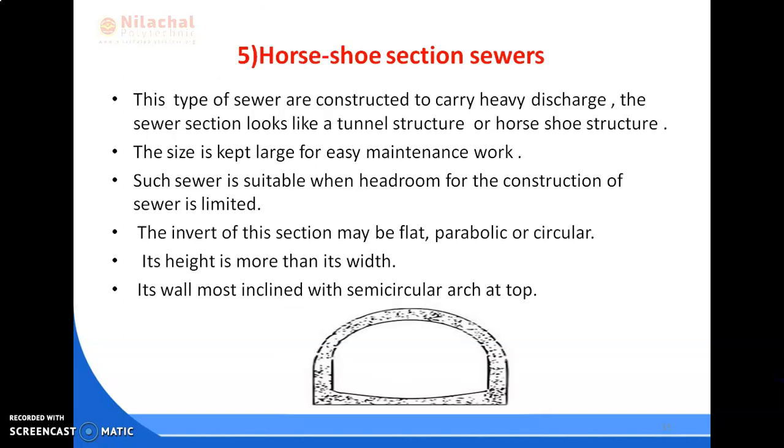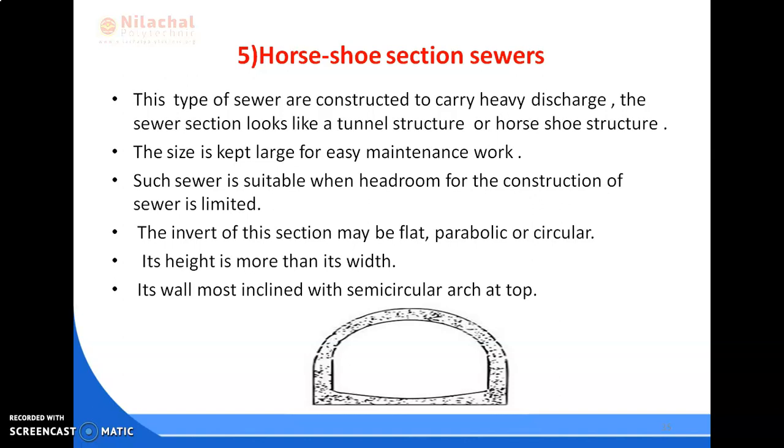Then number 5, the last one, horse-shoe section sewers. This type of sewer is constructed to carry heavy discharge. The sewer section looks like a tunnel structure or horse-shoe structure. The size is kept large for easy maintenance work. Such a sewer is suitable when headroom for the construction of the sewer is limited. The invert of this section may be flat, parabolic or circular.